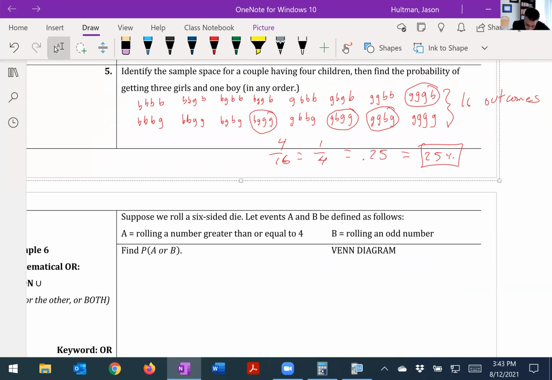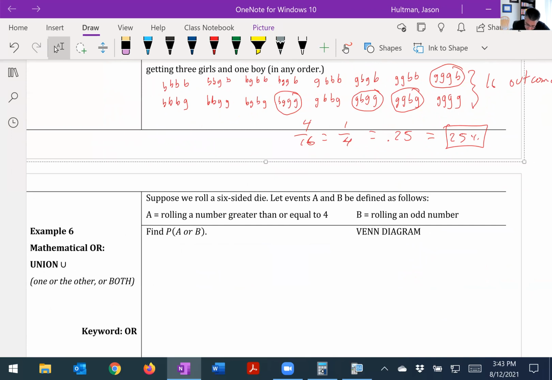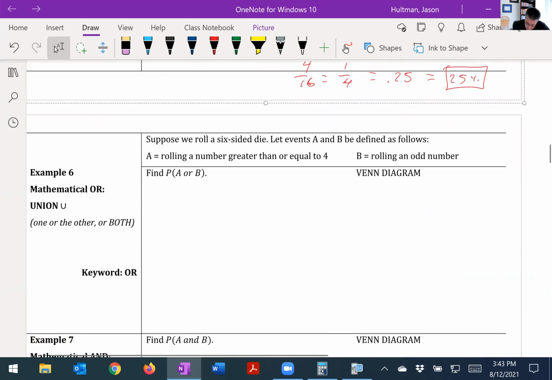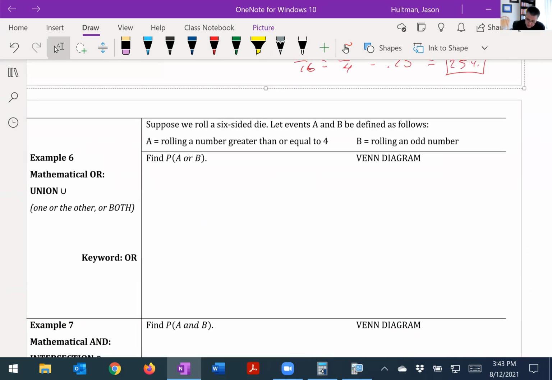Okay, suppose we roll a 6-sided die. Let events A and B be defined as follows: the probability of rolling a number greater than or equal to 4, and the probability of rolling an odd number, okay? So we want to know what's the mathematical union, or the or statement. What does the or statement mean here? Okay, probability A or B can occur.